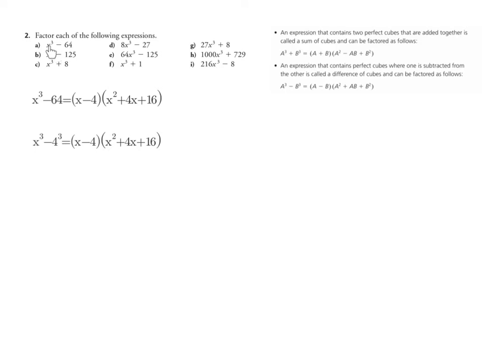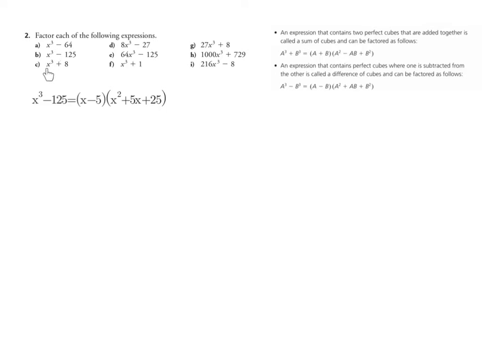All right, part B, same thing, but we have x cubed minus 125. Well, guess what? 125 is also a perfect cube. That is 5 cubed. So we can say x cubed minus 125 is just equal to x minus 5 times x squared plus 5x plus 25, 25, of course, being your 5 squared.